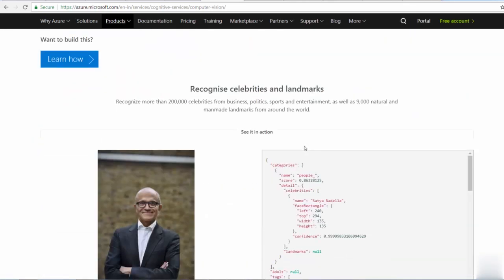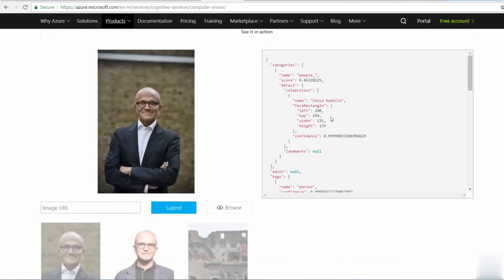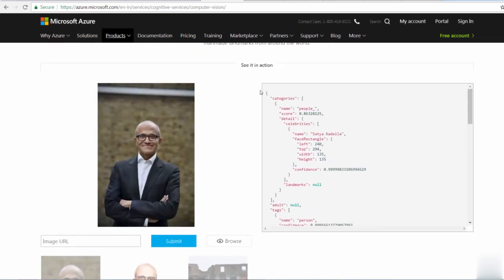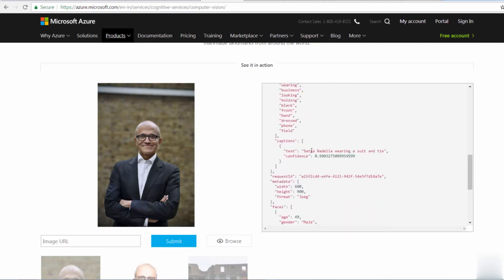The last one is the interesting one, which detects celebrities and landmarks. So this one is Satya Nadella. So he's the CEO of Microsoft. Fair enough to be here as an example. And this is the output from the API. So you see here's the category people, and then the name is Satya. And they actually also give you output text. So it says Satya Nadella wearing a suit and a tie. It's pretty good with the confidence as well.